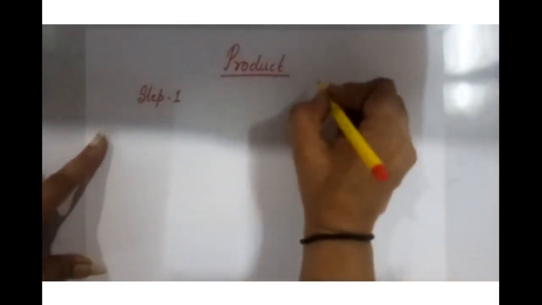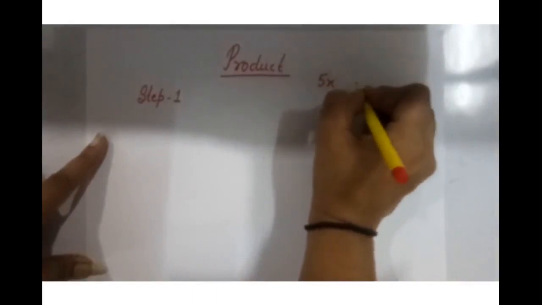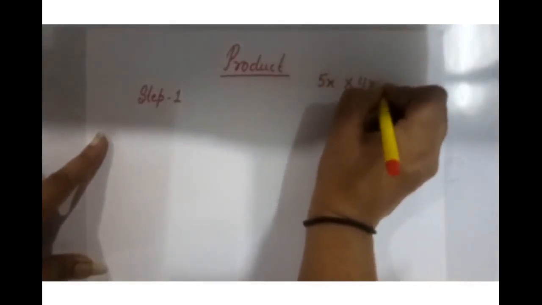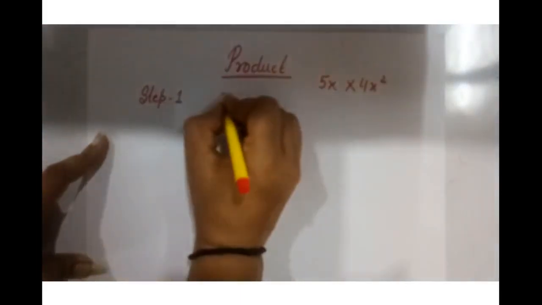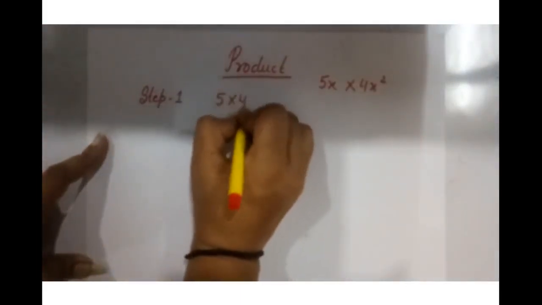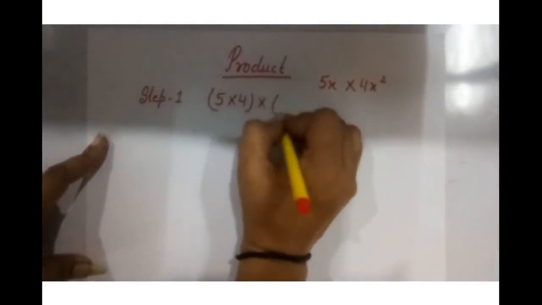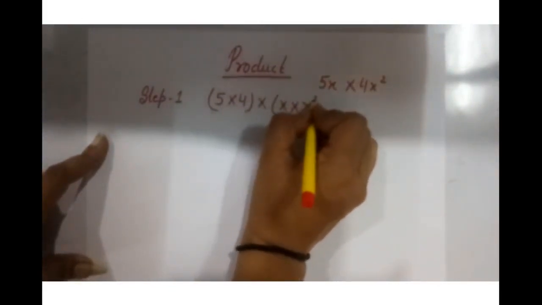Product of algebraic expressions. Here we have a few steps. Step 1: form the group of constants and variables occurring in the monomials. Whatever expression we have, let us take 5x multiplied by 4x square. What we have to do? Form a group of constants and variables. That means 5 multiplied by 4 and x multiplied by x square.